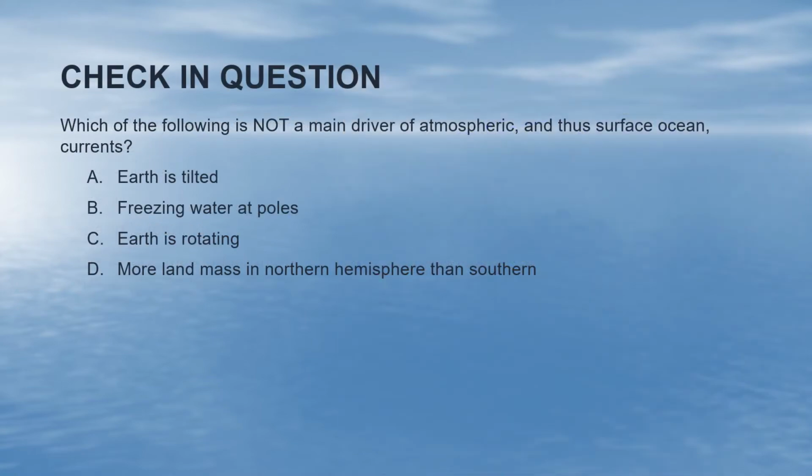For our first check-in question, which of the following is not a main driver of atmospheric and thus surface ocean currents? A, Earth is tilted. B, freezing water at the poles. C, Earth is rotating. And D, more land mass in northern hemisphere than southern. So pause the video, take a second, pick your answer, and then come back and I will tell you the answer.